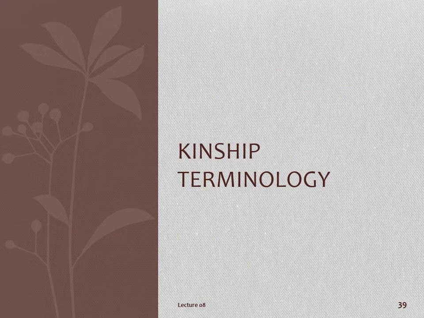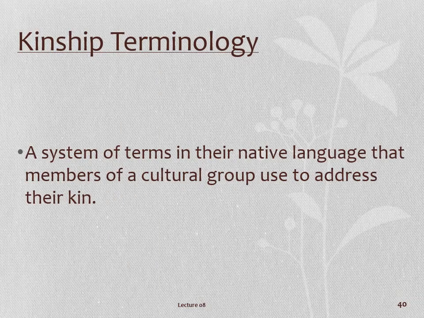Finally, kinship terminology, the linguistic dimensions of kinship. Every kinship system requires some way of designating different kinds of kinship relationships. Kinship terminology is a system of terms in their native language that members of a cultural group use to address their kin. Kinship terminology is emic, whereas all the terms we've discussed so far in this lecture are etic.